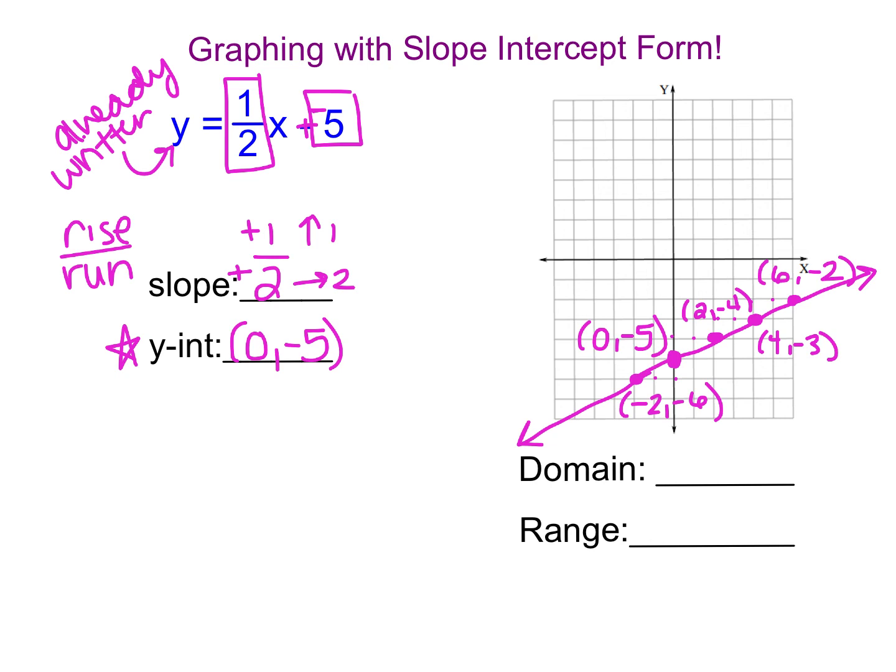And then finally we need to determine our domain and our range. Since it's going forever left and right, our domain is all real numbers. And our range, because we're going forever up and forever down, is also all real numbers.